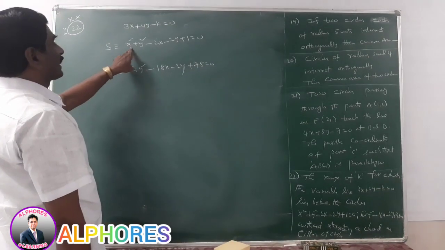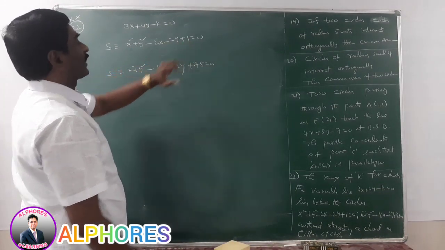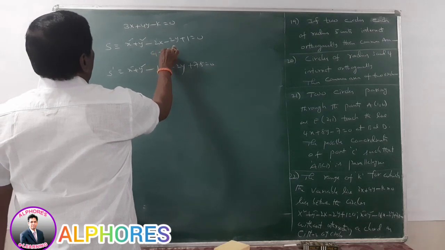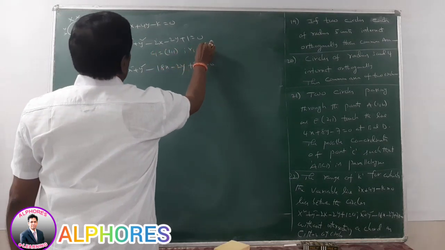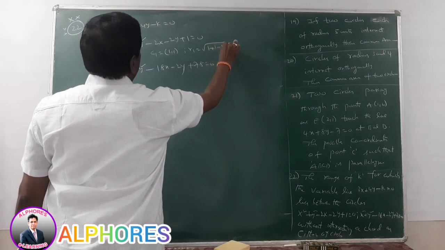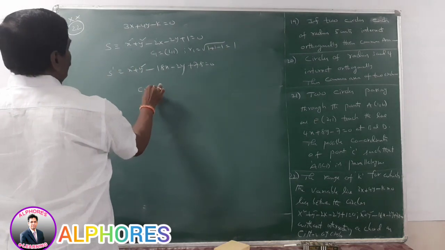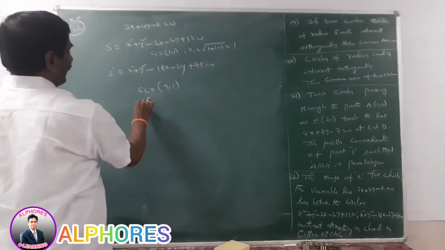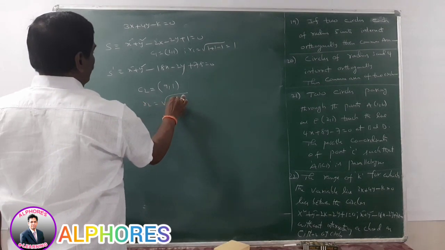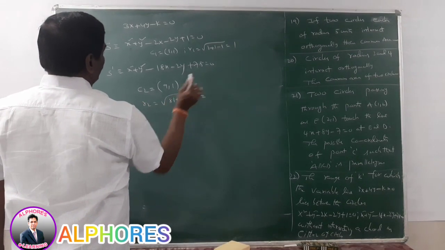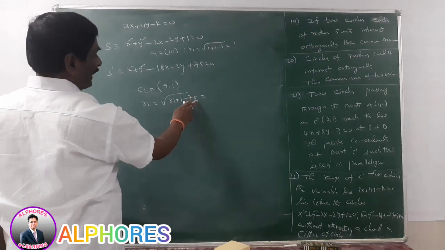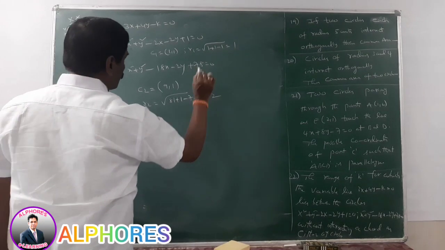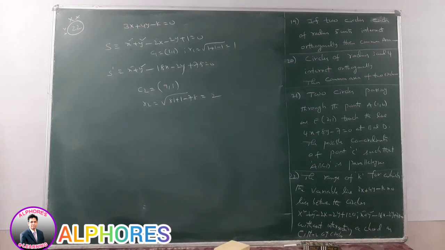Here first circle is x square plus y square minus 2x minus 2y plus 1 is equal to 0. What is the center of the first circle? 1 comma 1. Radius of the first circle is root over g square plus f square minus c, that means 1. What is the center of the second circle? 9 comma 1, minus g comma minus f. Radius of the circle is equal to root over 81 plus 1 minus 78, that is 81 minus 78 means 3, plus 1, 4, 2. R1 is equal to 1, R2 is equal to 2.